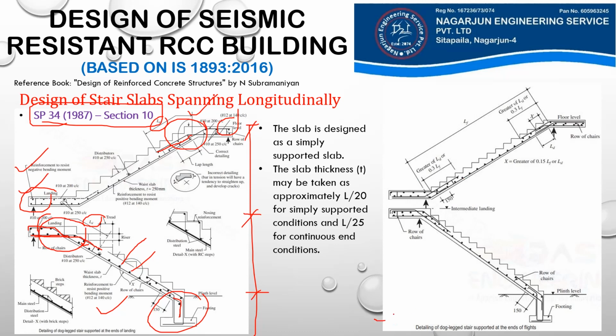And for the case of a dog-legged stair supported at the end of flight, the detailing is similar to the staircase slab supported at the end of landing. Only the difference is this additional reinforcement here. We only had this scissor type of arrangement for our staircase slab supported at the end of our landing. If it is supported at the end of our flight itself, then there is some additional rebar detailing here. You can also look at this rebar detailing in this same section 10 of our SP 34 1987.